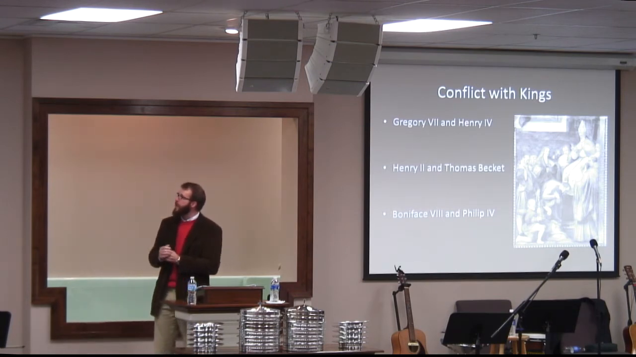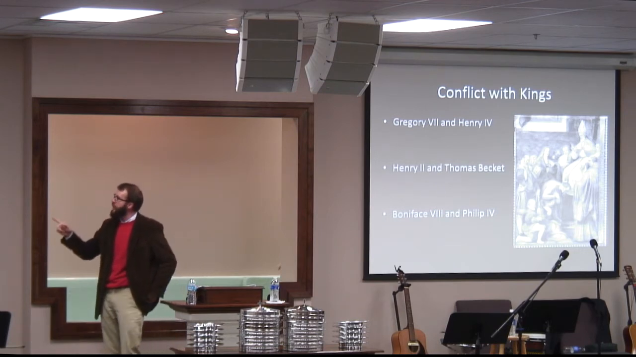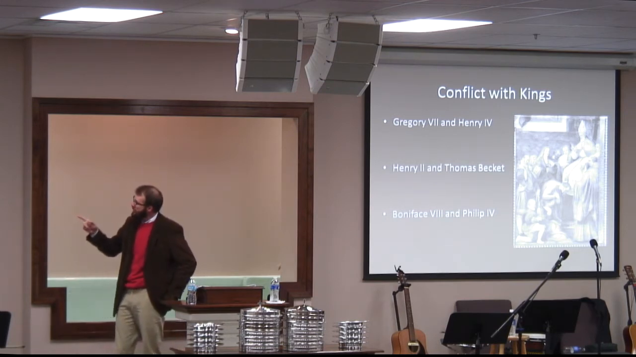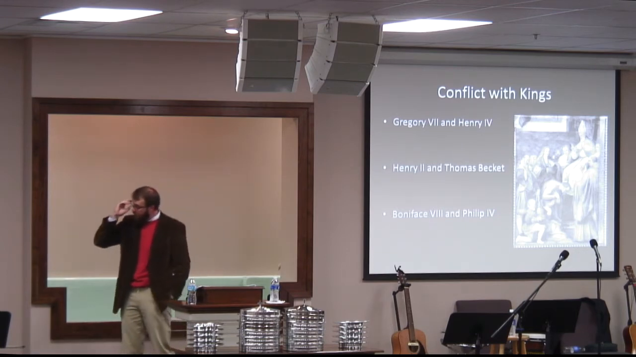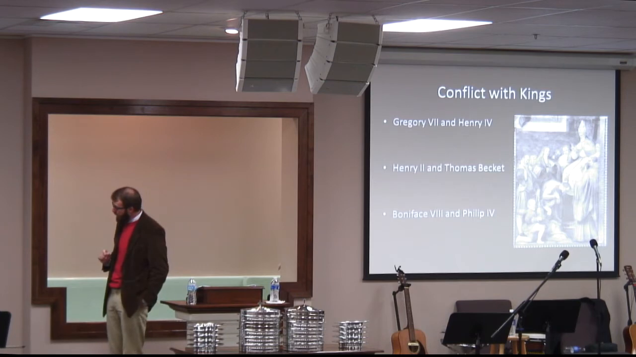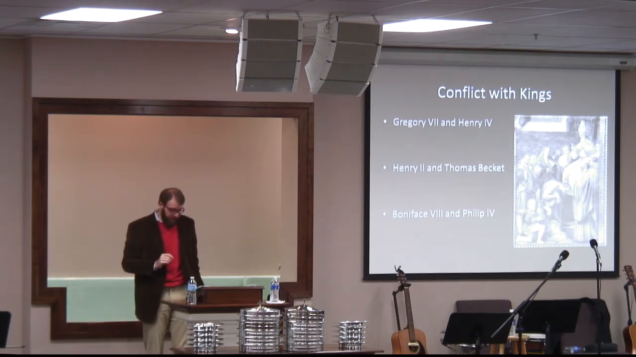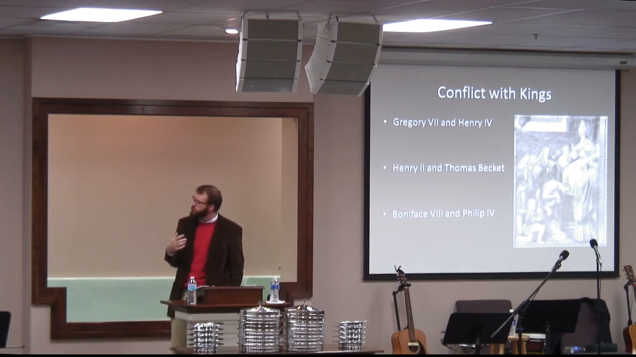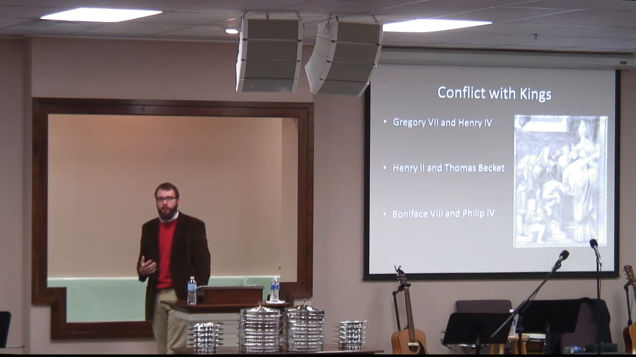So we're going to have three major conflicts between kings and religious figures. We're going to have Gregory VII and Henry IV. That's going to be the Pope and the Holy Roman Emperor. We're going to have Henry II, the King of England, and Thomas Becket. And then Boniface VIII, who's the Pope, and Philip IV, who's the King of France. So these are going to be the big conflicts. We probably won't be able to talk about them all, but if you want to do some reading, these are the big ones that developed during the Middle Ages.